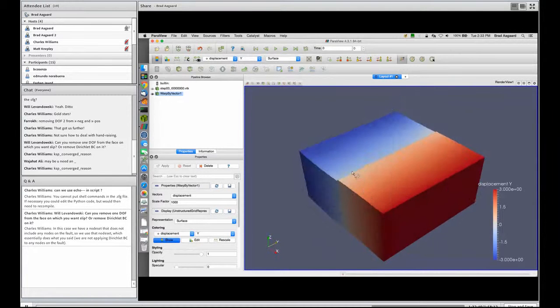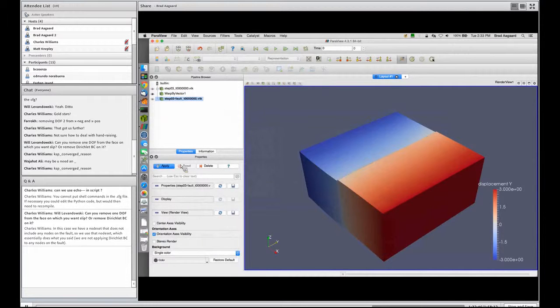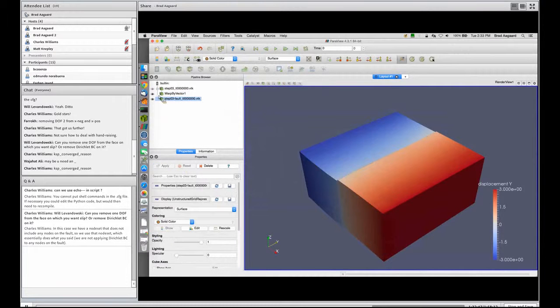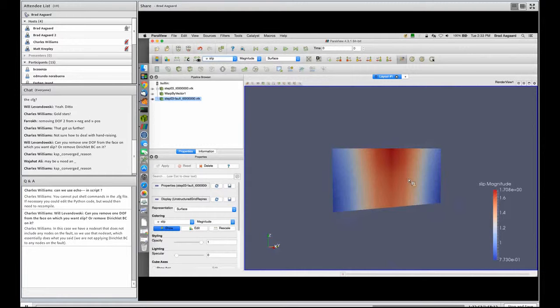Let's load up the fault slip. Make sure it looks good. So let's turn off the domain. Let's color this by slip. There's our slip distribution. So at the edges, it's 0.7. In the middle, it's 1.7.